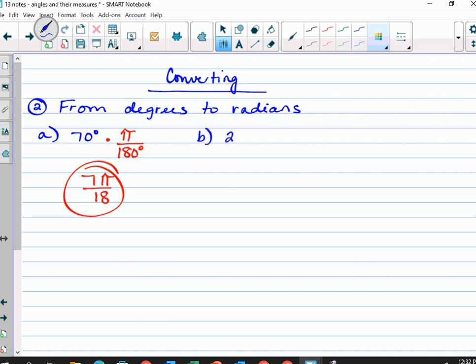Try 210 degrees for me. And negative 150 degrees. Do you think the negative really does anything? No, it just means you have a negative on your radian as well. So I'll let you try those two.